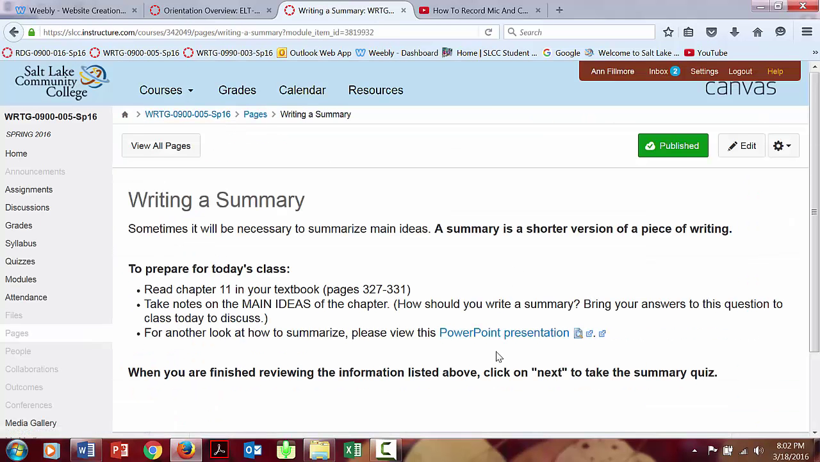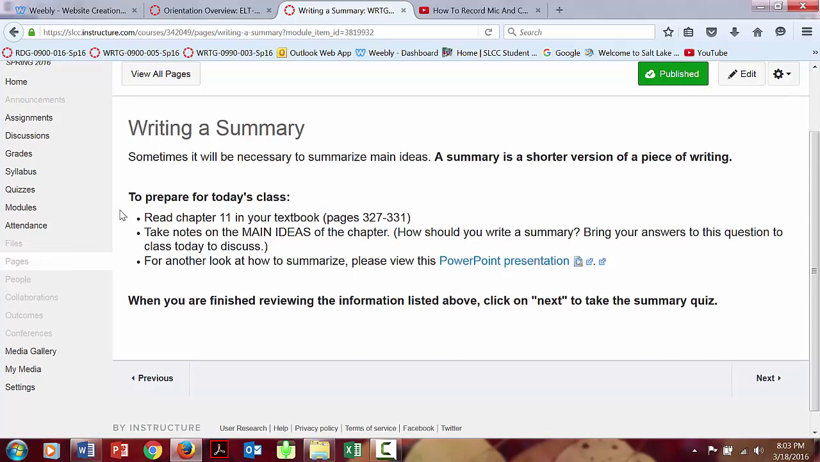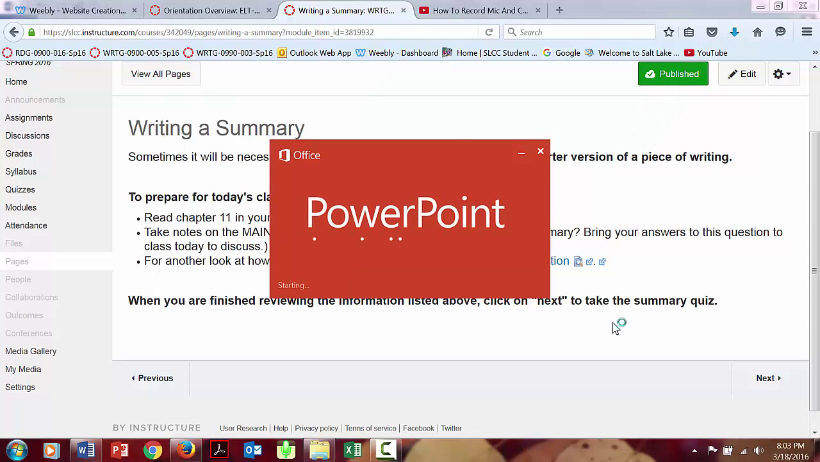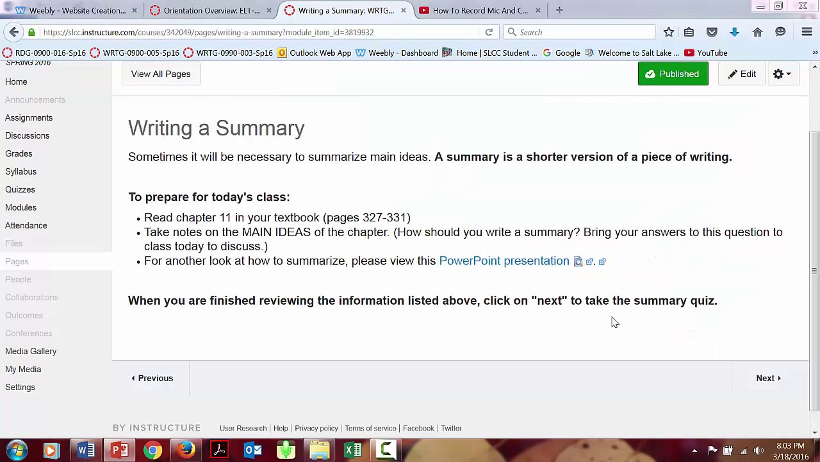Okay, so this says basically, summary is a shorter version of a piece of writing. They have a textbook assignment to read chapter 11, take notes on the main ideas, and then bring the answers to this question to discuss in class. Basically, how should you write a summary? Then I have a PowerPoint presentation, a link here that students can use for further information.